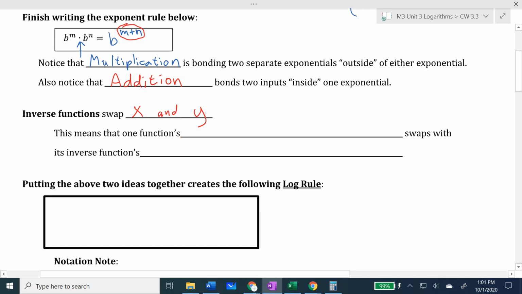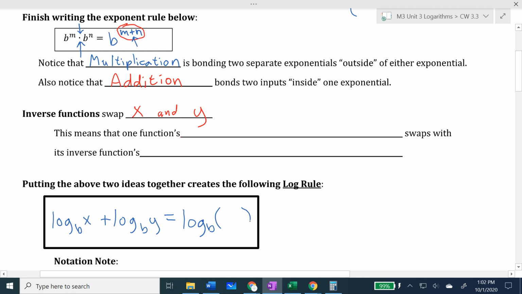Now, right here, again, I have two separate exponentials that are being bonded by multiplication. The log rule bonds two separate logarithms by addition, which is what I have inside with the exponent rules. So that means that if I have log base b of some input x, and I add that to log base b of some input y, that will condense into a single logarithm.